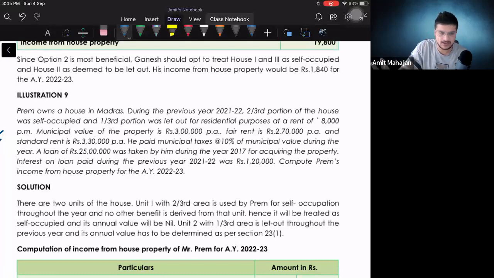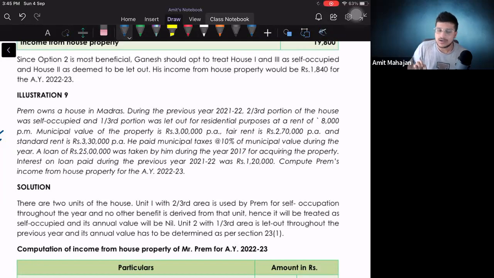Okay, don't think anything right now. Okay, we just understood that it is situation 7. Municipal value of the property is 3 lakh per annum. Fair rent is given, standard rent is given. He paid municipal taxes. ठीक है. A loan of 25 lakhs was taken by him during the year 2017 for acquiring the property. Interest on loan paid during the previous year 21-22 was 1,20,000. ठीक है. Compute Prem's income from house property for assessment year 22-23.